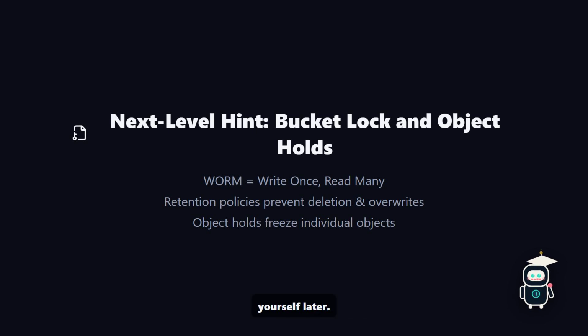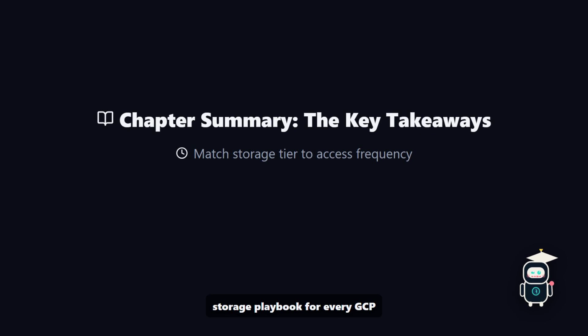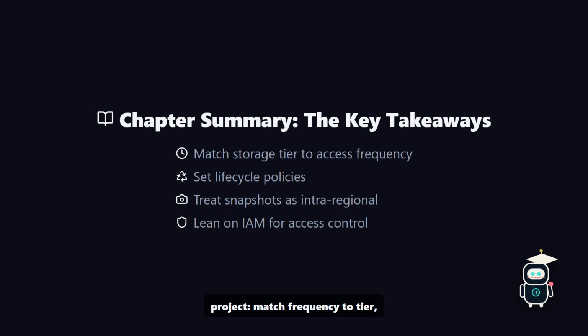You'll thank yourself later. Those 4 rules are your storage playbook for every GCP project. Match frequency to tier, set lifecycle policies, treat snapshots as intra-regional, and lean on IAM. You've now got the storage half of GCP architecture fully mapped. Object, block, file, lifecycle, and security. That's a massive step toward designing real systems.